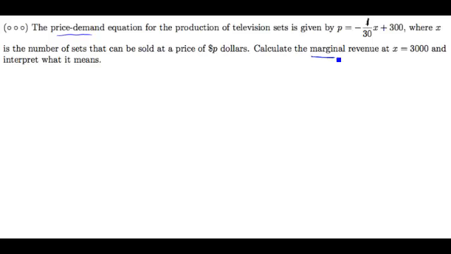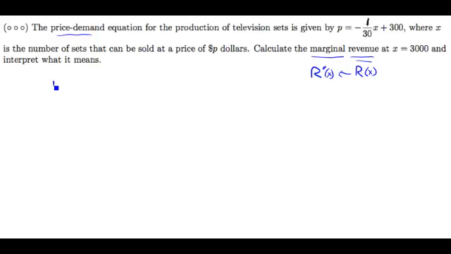We know that the marginal revenue is the derivative of the revenue function. So I'm going to need to build the revenue function first of all, so that I can then calculate the derivative, which is the marginal revenue. Once I have the marginal revenue function, I can evaluate at 3,000 and then interpret the results.